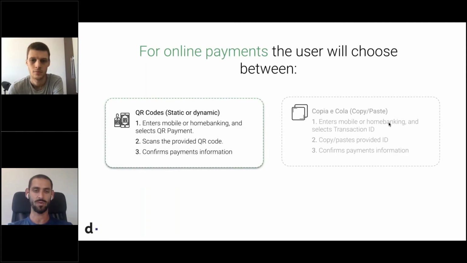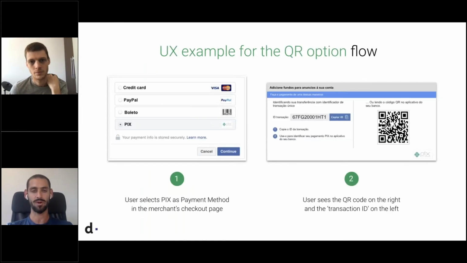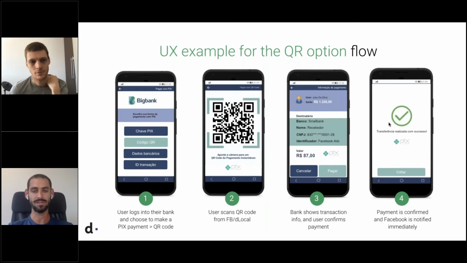So let's see the first one with the QR code. The user will just be seeing this QR code on the screen, will go to his home banking app, select I want to pay a QR payment, scan that code, and the transaction will be approved. So here it is. When you click on PIX, you will see a QR code, and then this will be the flow of the home banking.